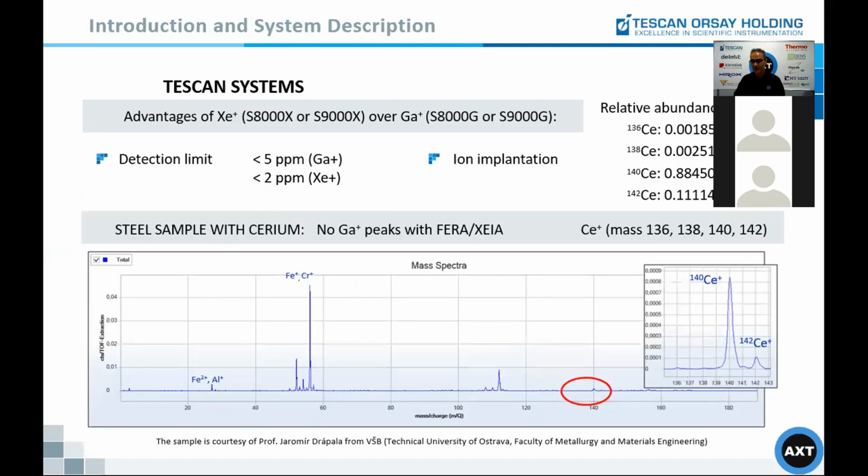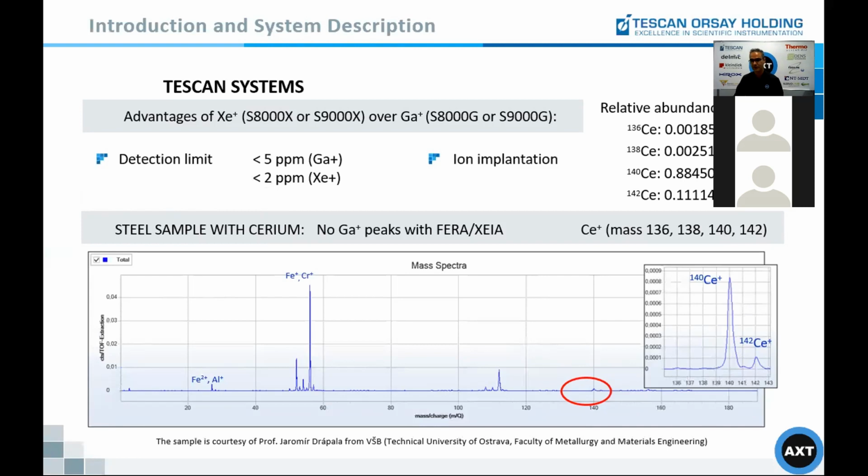Another benefit would be a little bit of improvement in the detection limit, which comes from a better ionization rate with xenon. So if we just consider 5 ppm as a kind of measure, and again, as William mentioned, that's very element dependent, it will be about 100% better with xenon, so you get 2 ppm.